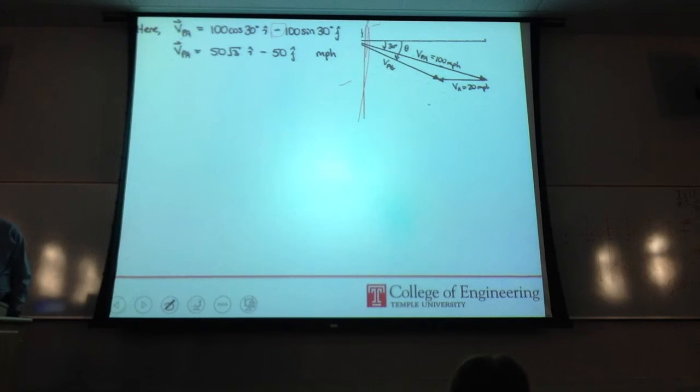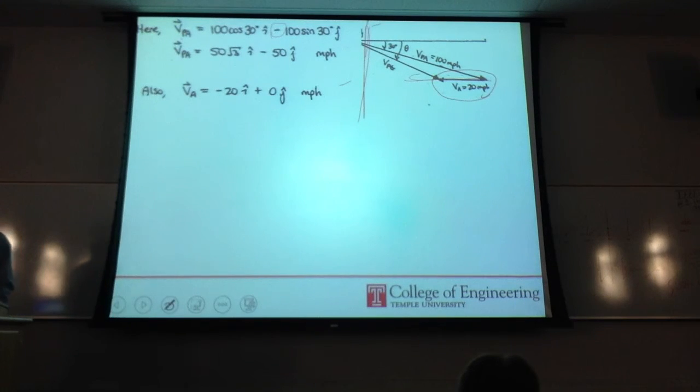No, because I need to represent this, VA. What is VA equal to? The vector representation of this vector. What is that equal to in i and j? 20 i minus 0 j. Do you agree? Do you see the direction? Negative, right. Any questions so far?